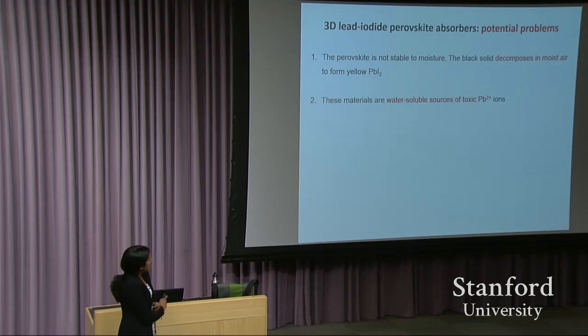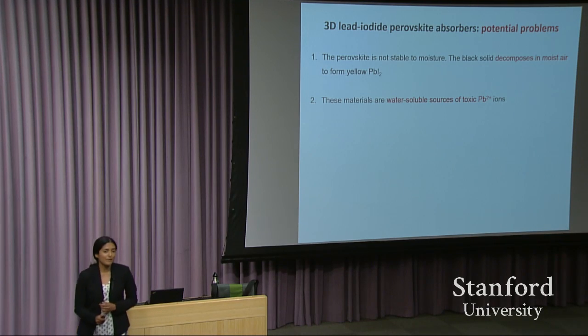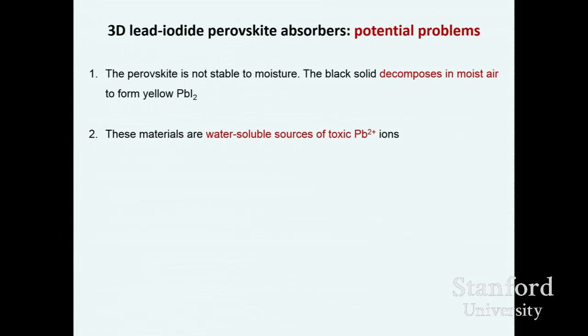A bigger problem in my mind is that not only is this material a source of lead ions, which are well known to be extremely toxic to human health, but this material is a water-soluble source of lead, which means that if the encapsulation in your solar cell is compromised at any point, with the next rainfall, we're going to have lead iodide leaching out of our roofs. And lead iodide is water soluble. It can easily contaminate the waterways, and it'll be hard to contain the material.